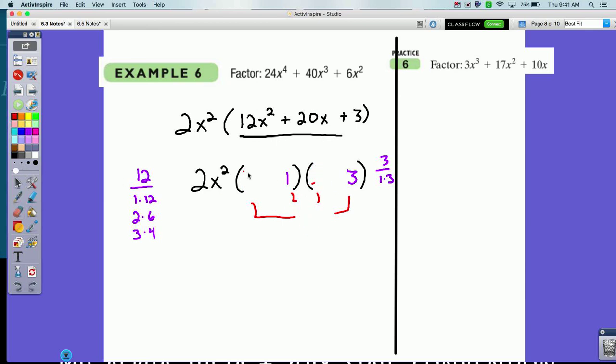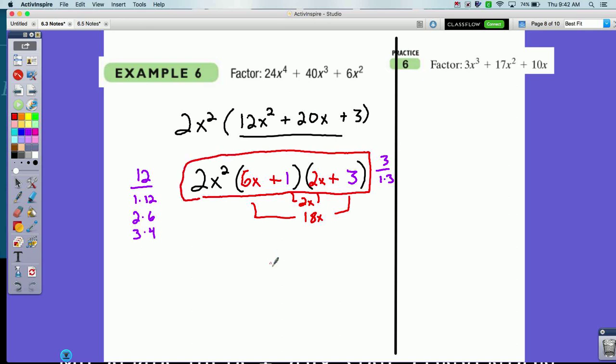All right, let me try the 6 and the 2. 6 here and 2 here. Inside is 2, outside is 3 times 6, that's 18. That does give me 20, and they both need to be positive, so plus and plus. There's my answer, 2x squared times 6x plus 1 times 2x plus 3.